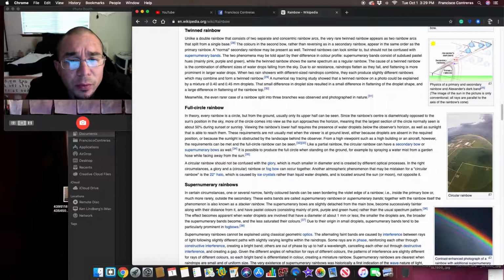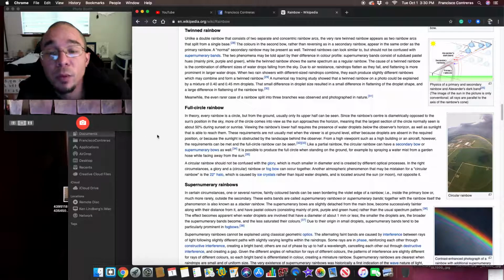A numerical ray tracing study showed that a twin rainbow in a photo could be explained by a mixture of 0.40 and 0.45 mm droplets. That small difference in droplet size resulted in a small difference in flattening of the droplet shape and a larger difference in flattening of the rainbow top. Meanwhile, the even rarer case of a rainbow split into three branches was observed and photographed in nature.